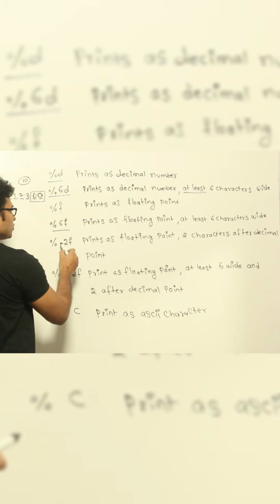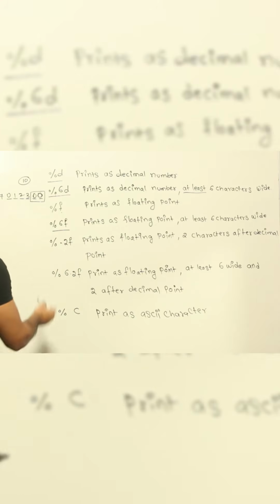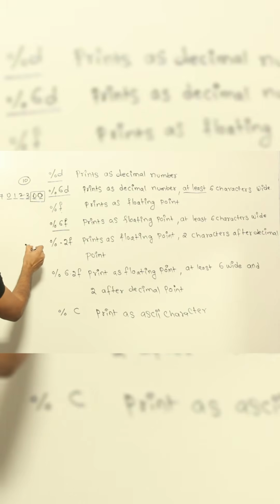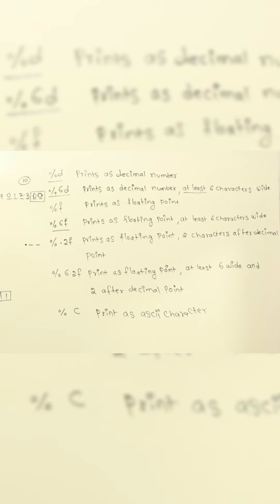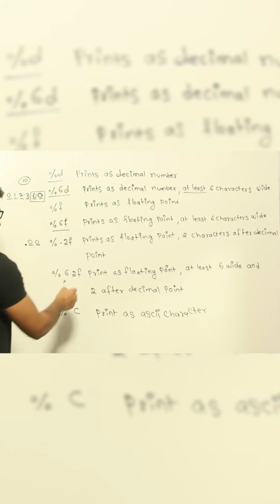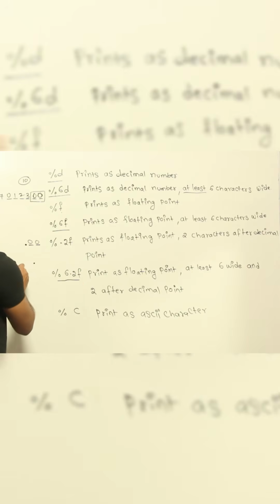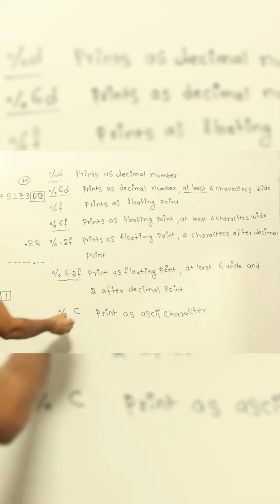And %0.2f means that in a floating point number, after the decimal point you are supposed to have two characters. In case you don't have any characters there, it is going to just put 2 zeros. That is the meaning of it, and you can experiment with it. Okay, and %6.2f means before the decimal point you are going to have 6 places, and after the decimal point you are going to have at least 2 places.